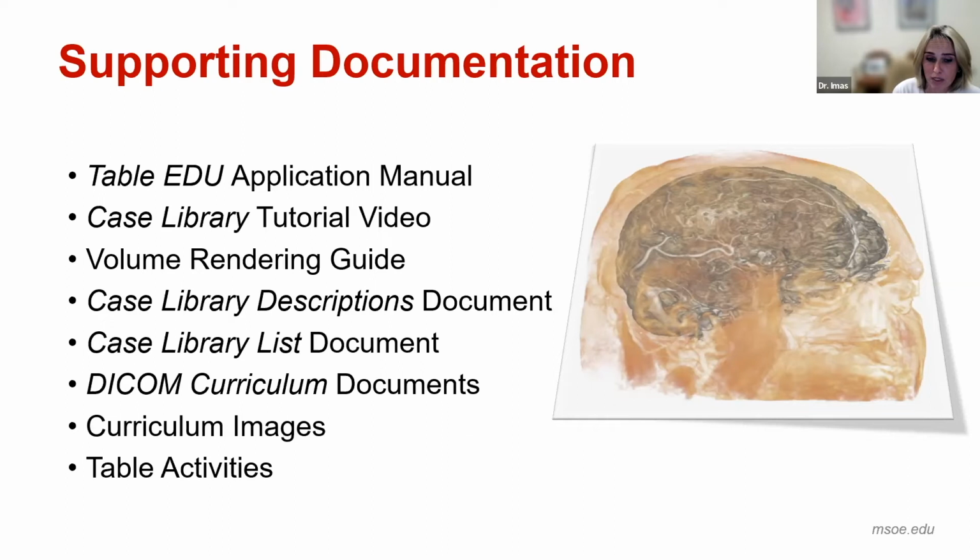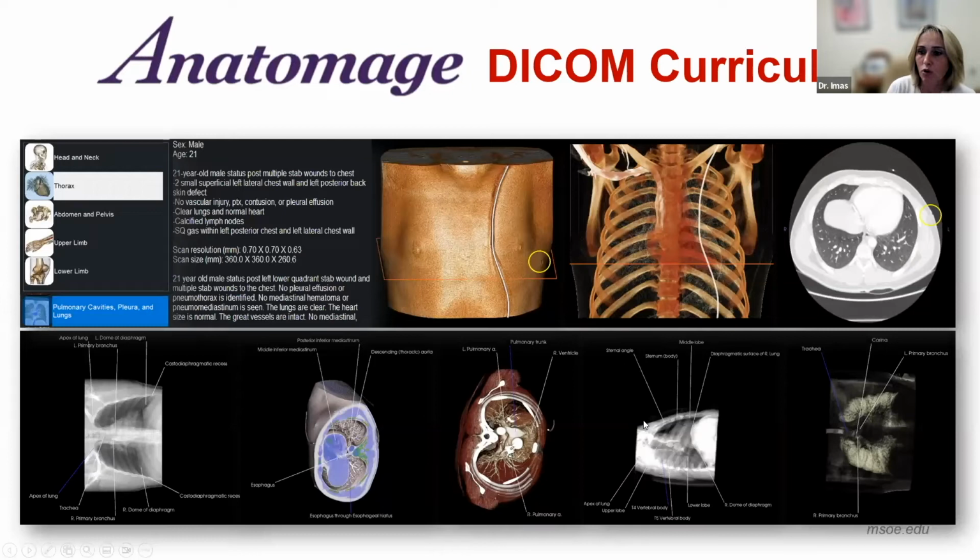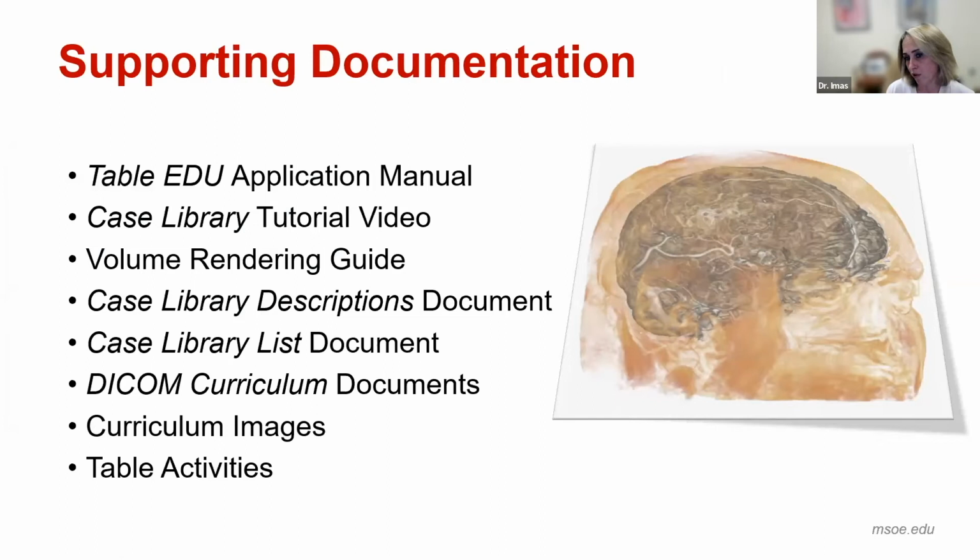There's a DICOM curriculum document. Basically that document gives you all this information for all anatomical systems of interest: what's being annotated and how those anatomies were presented. So this is where I go initially to see what I really want to present. There are curriculum images; Anatomage provides a whole lot of images as well as videos of segmented anatomies from these images, as well as just images themselves. And certainly you've probably seen the sample table activities. Honestly, this is how we started on the table. We took a couple of activities and implemented those, modified them. And after that, we just started developing our own.